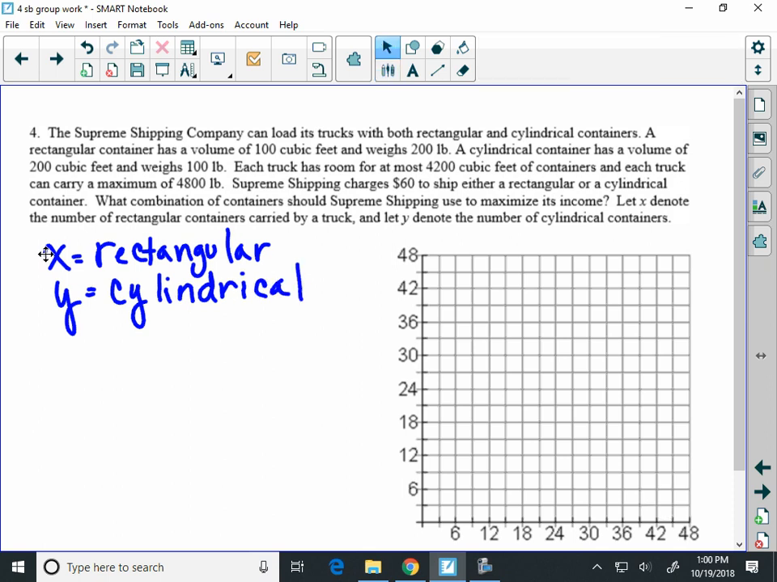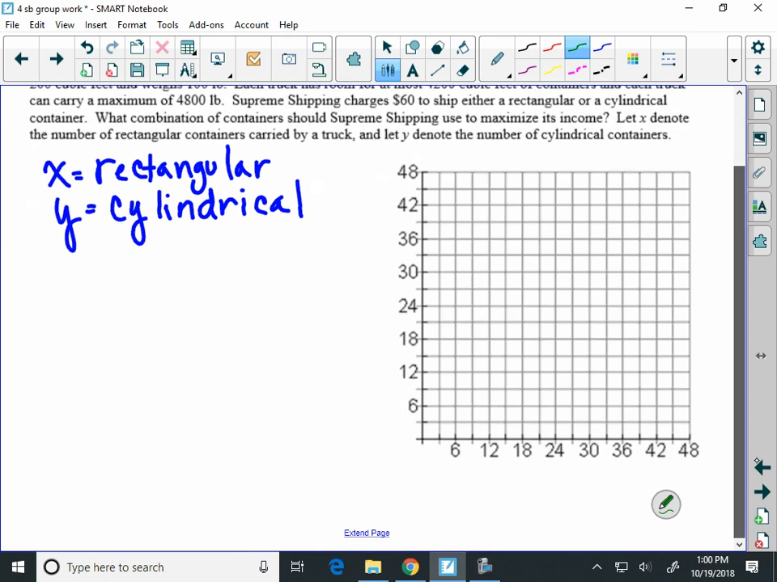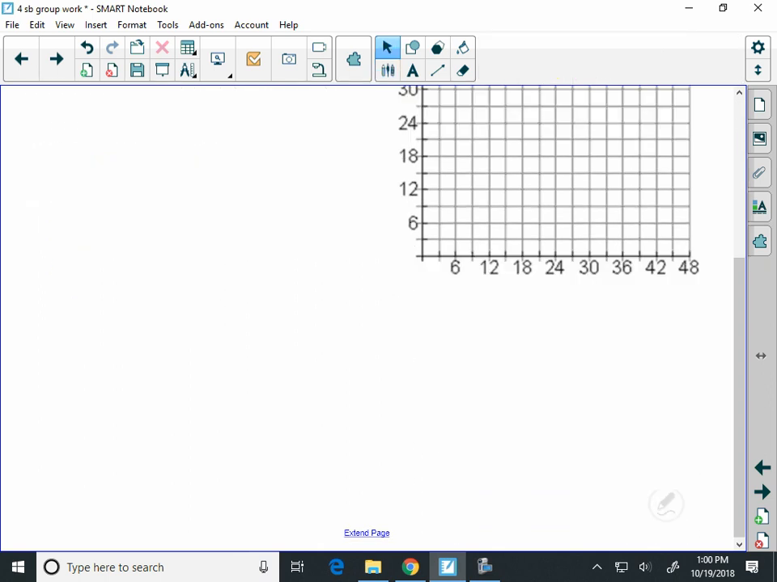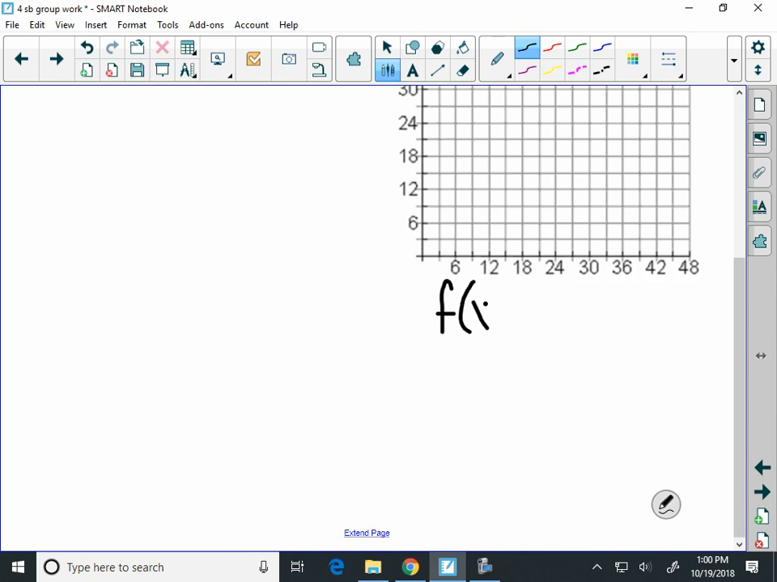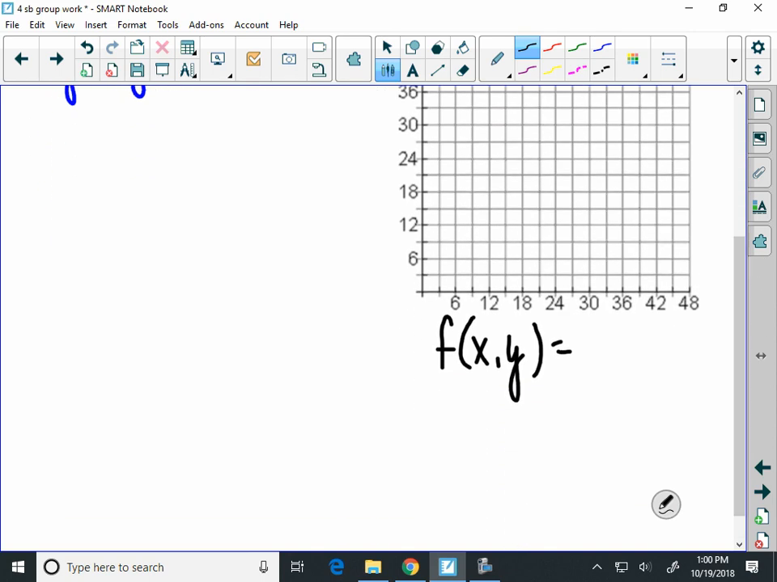And our second step that we've been following is writing the objective quantity equation, which is typically the one that deals with profit. But in this particular problem, instead of profit, it says Supreme Shipping charges $60 to ship either rectangular or cylindrical. I'm going to write it right underneath the graph. I'm pretty sure I won't have enough space when we get to it, but I bet you can fit this right underneath your graph. And again, the company is going to charge $60 to ship the rectangular or the cylindrical.